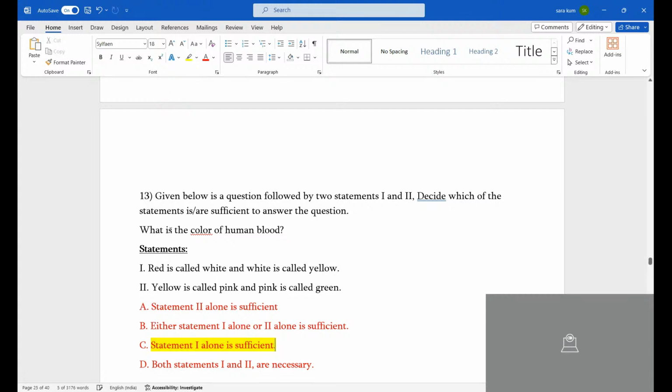Because we know it is red, instead of saying red, by reading the statement I'll say white is the answer. But here there is no mention of red at all, so using this statement you cannot answer, right? But here it says red is called white.